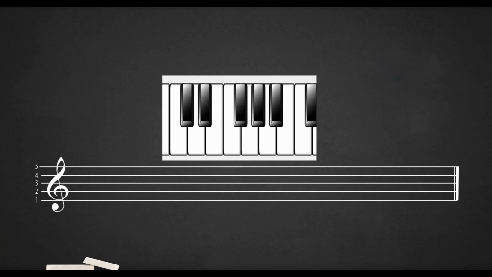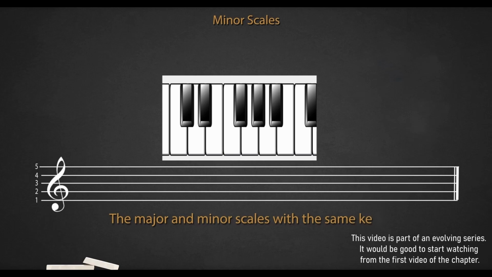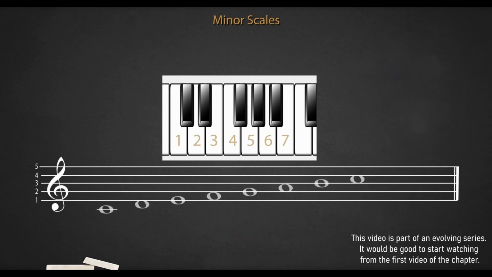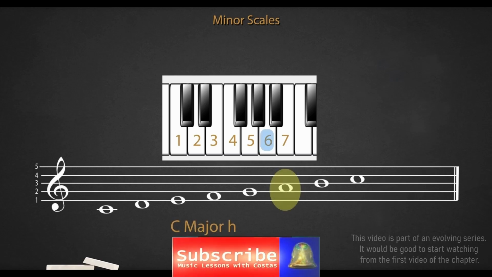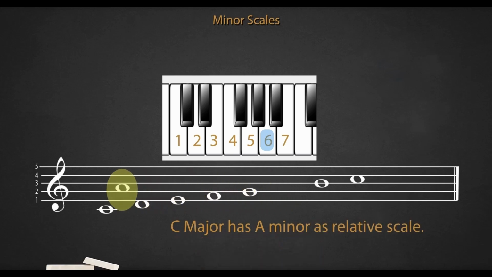The second type of scales that we will see is minor scales. First of all, let's say that there's always a major and a minor scale which are related and have the same key signature. This is why they are called relatives. The relative minor scale starts from the 6th note of the major scale. C major has A minor as relative scale. The notes of A minor scale are A, B, C, D, E, F, G, A.